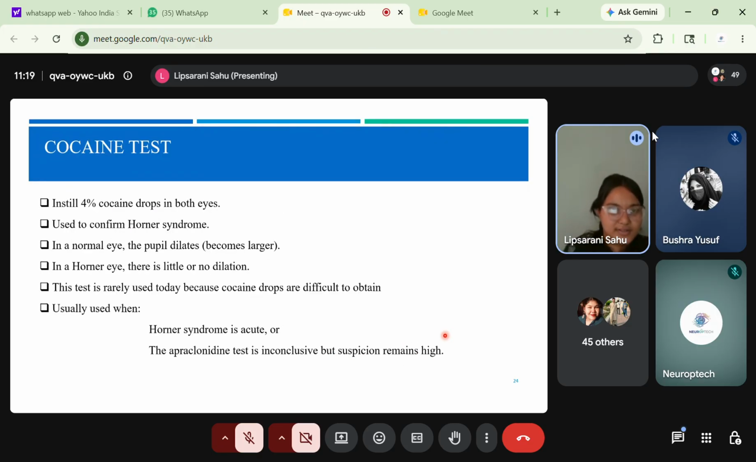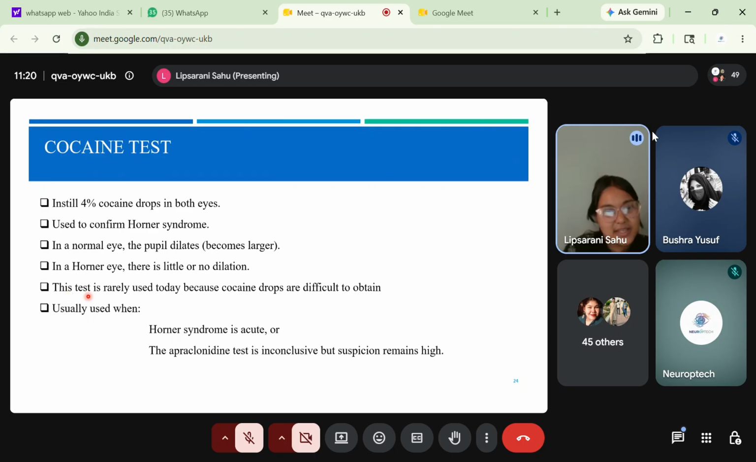Then the cocaine test. We have to instill 4% cocaine drops in both eyes. It is used to confirm Horner syndrome. In a normal eye, the pupil dilates. In a Horner eye, there is no dilatation.